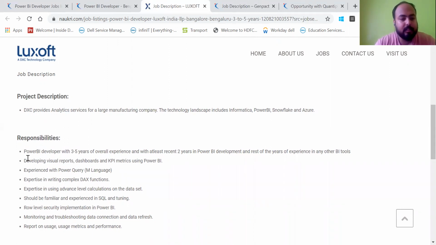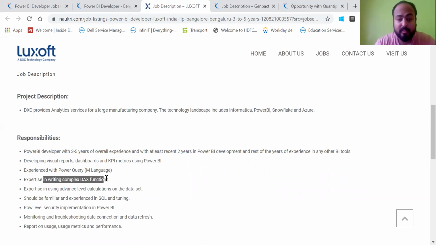Now here it is mentioned under responsibility, PowerBI developer with 3 to 5 years of experience, and the rest of the years of experience in any other BI tool, which is fine. Developing visual reports, dashboards, and KPI metrics in PowerBI, experienced with the Power Query M language. Now, wherever there is a requirement for M language, it is not that you should be very, very good with M language, but you should know how to do the data transformation for your requirement.